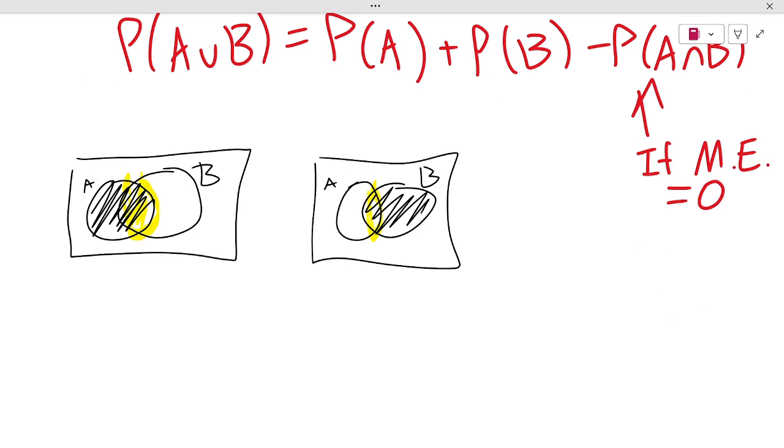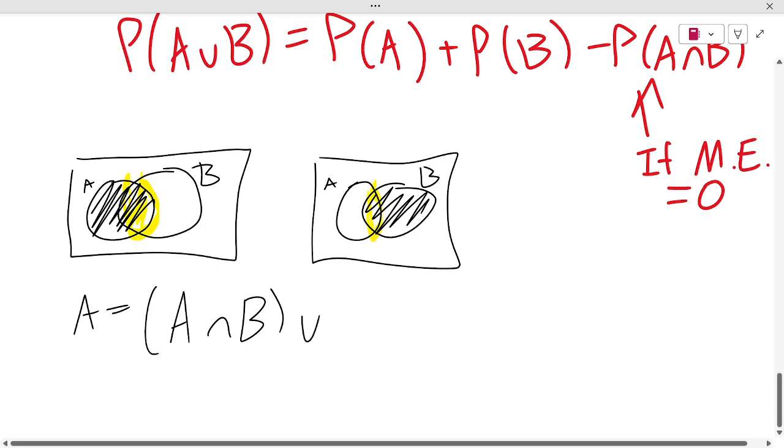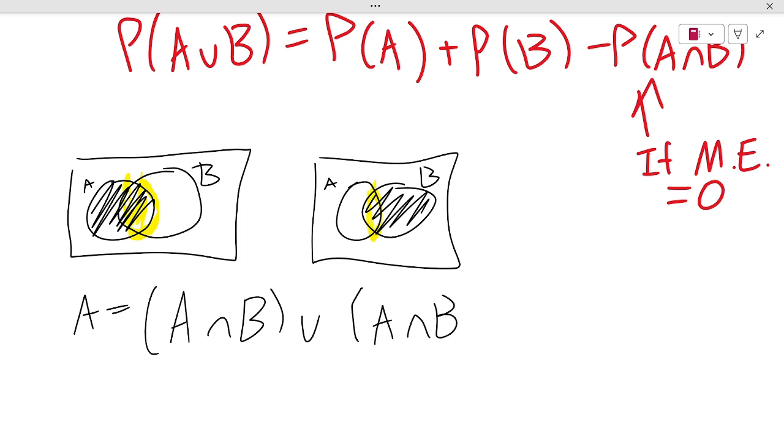And so here, another way to think about this is we know we can partition A into two different sets. So we know that it's A intersect B, that middle part of the Venn diagram, the overlap, or it's A but not the parts with B.